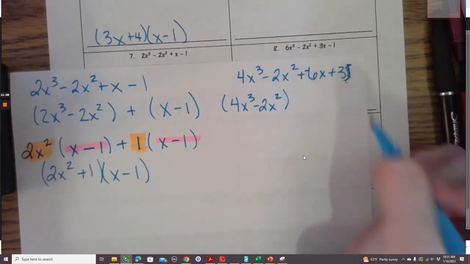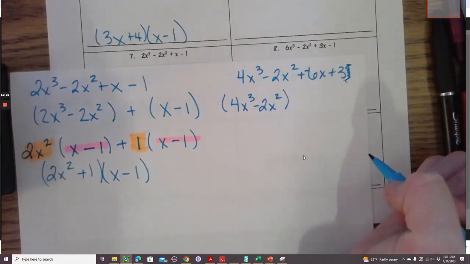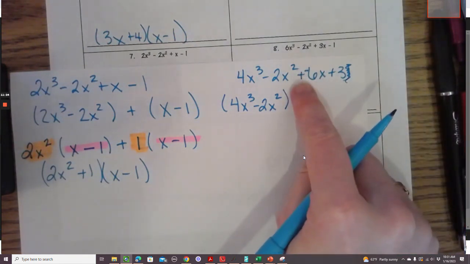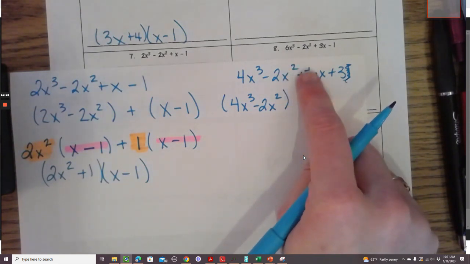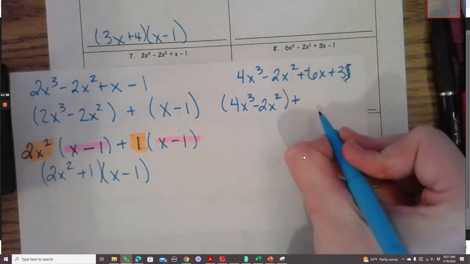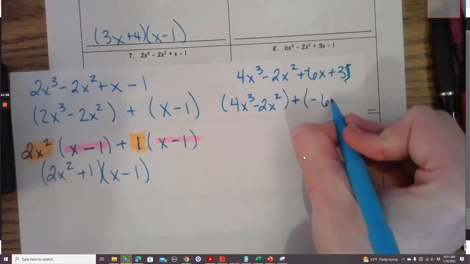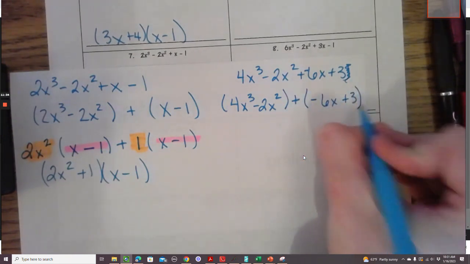Plus a negative. Change the subtraction. If that middle operation is subtraction, add a line, change the sign, because you want this to be a plus. And then this is negative 6x plus 3.